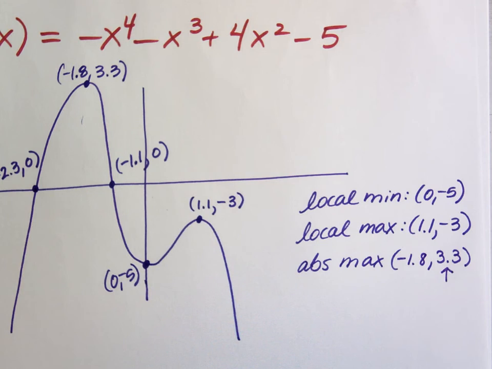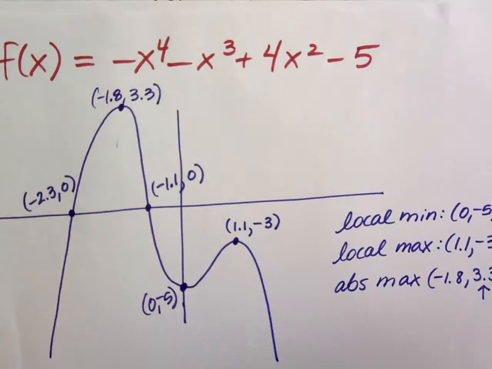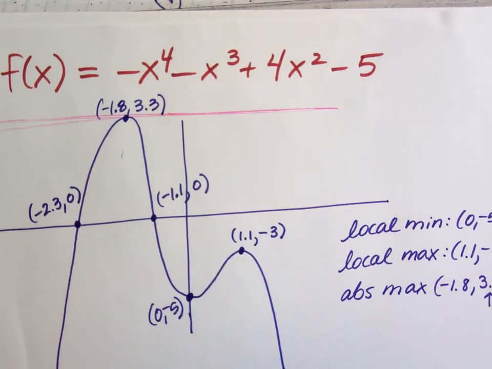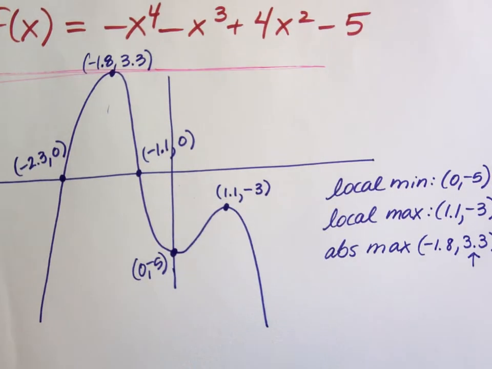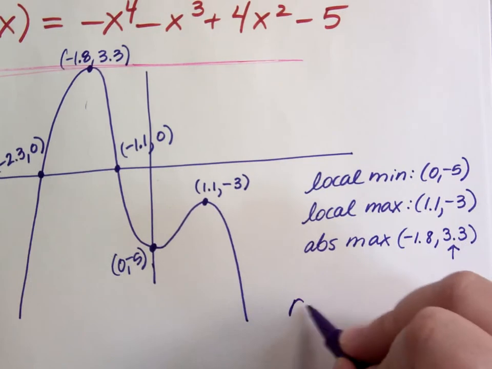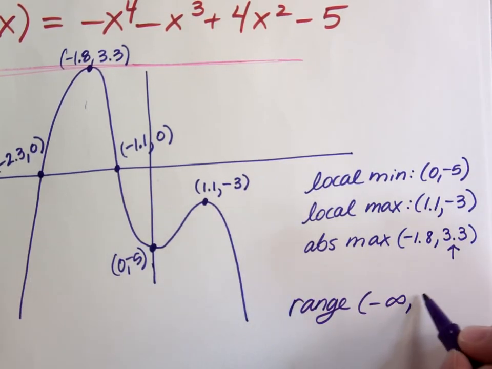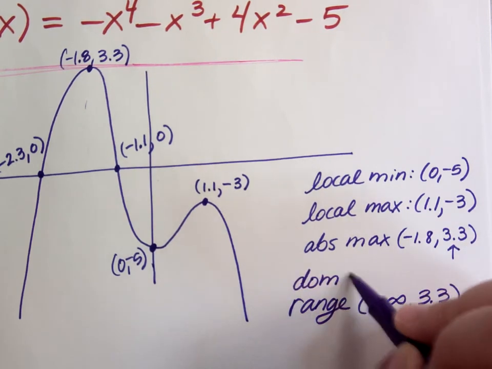So as soon as I see that, if you have an absolute max or an absolute min, that tells you that your range has some restrictions on it. Otherwise, your range is just all real numbers. But this graph is never going to go any higher than this. So we're saying that's the y limit. It goes up to that point. It's like a ceiling. So my range is from negative infinity up to 3.3. And I'm going to go ahead and write the domain. Domain is all real numbers.